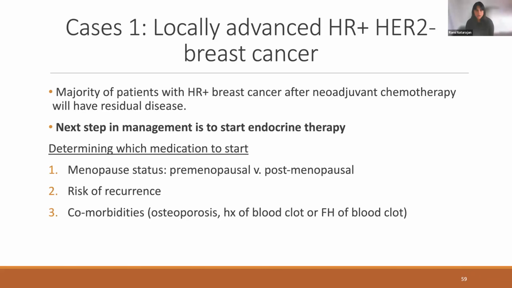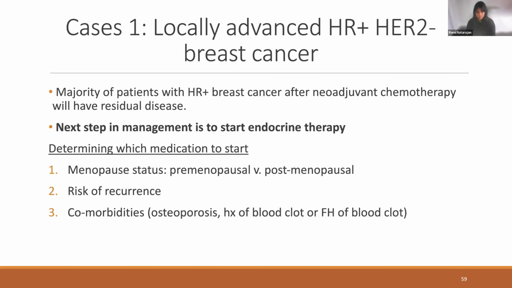So we talked about 3 different options in terms of how to reduce estrogen in the body. So how do we determine which medication to start? We look at the patient's menopause status, premenopausal versus postmenopausal, and look at the amount of disease that the patient had at the time of diagnosis, and also after surgery, to get a sense of the risk of recurrence. Because she had a large tumor and multiple lymph nodes, she has a fairly high risk of recurrence. And then we also take into consideration other comorbidities.